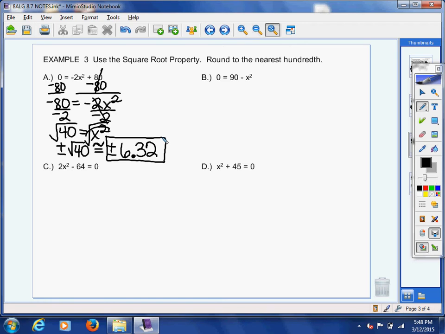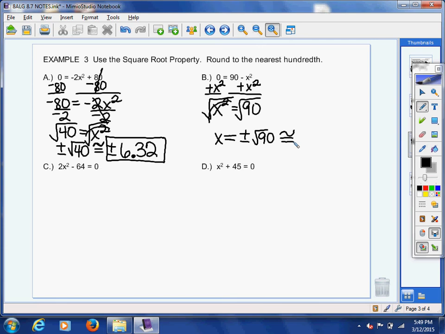Okay, let's take a look at B. This time I think I'm just going to add x squared to each side. That's going to give me x squared equals 90, and then I want to take the square root of each side. So I know that x is going to be positive or negative square root of 90, but they want me to do an approximation of that decimal, okay? I'm not going to have it exactly, so hit second x squared, that'll pop up your square root sign, and then 90, and then hit enter.